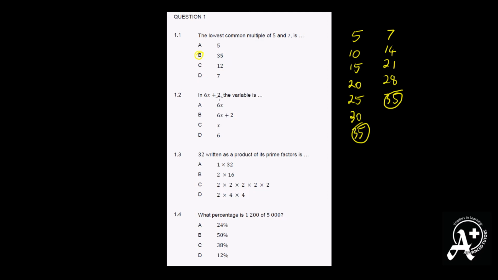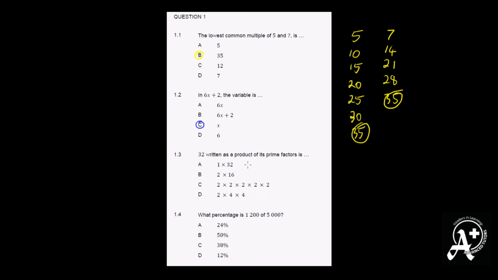Alright, then if we look at 1.2, they tell us in 6x plus 2 the variable is. Right, so what is a variable? A variable in this scenario would be C, it would be x, because x is the only thing in this equation here that can change in its number, meaning it's variable. It can be anything. X can be anything. 6 can't be anything other than 6, and 2 can't be anything other than 2. So the answer is C.